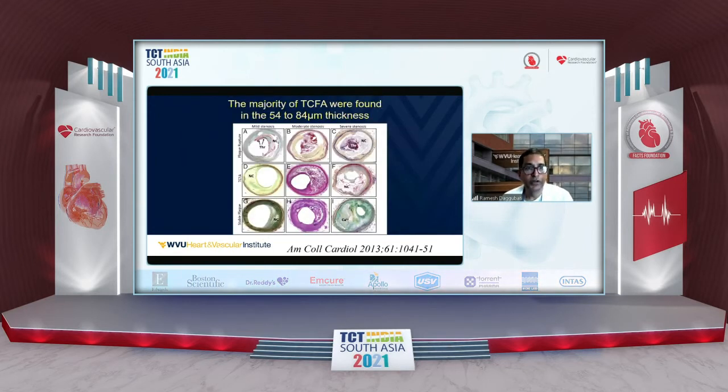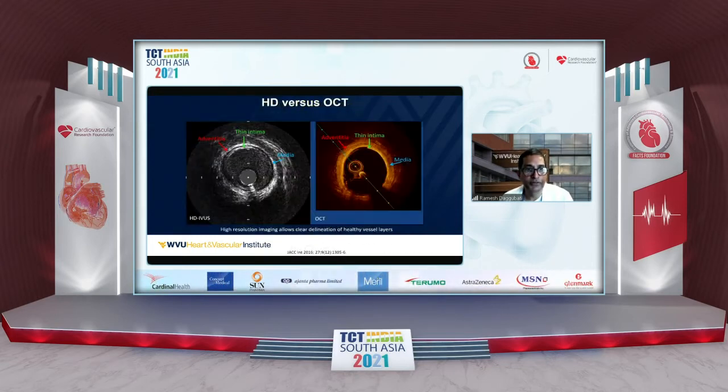So as we know, the majority of the TCFAs are 54 to 84 microns, and as I mentioned, now with the high definition IVUS, you can clearly demarcate where the layers of the artery are, and similar to OCT here.